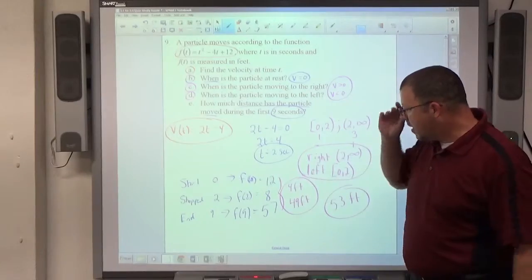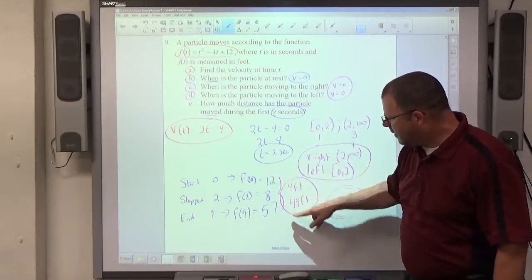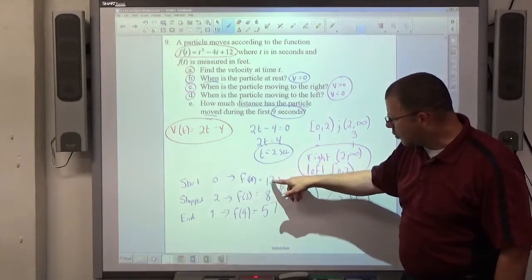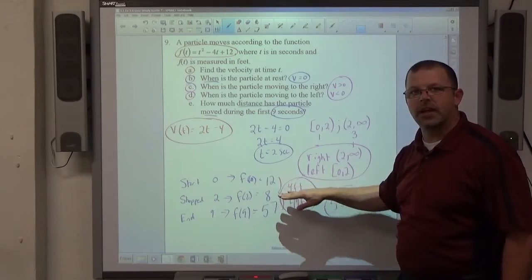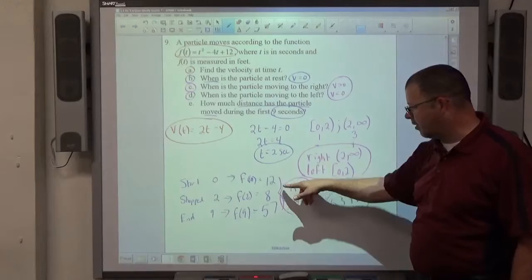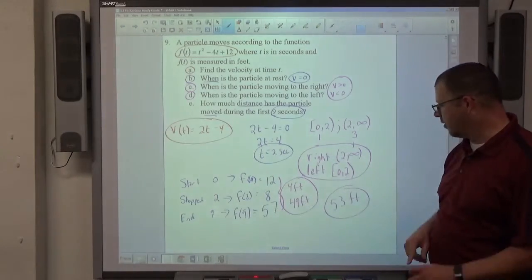So be careful that you find me how far it moved for each one. So 12 minus 8 is 4, 57 minus 8 is 49. Big minus small in each case to get a positive distance traveled for each leg of its trip to get the total distance traveled.